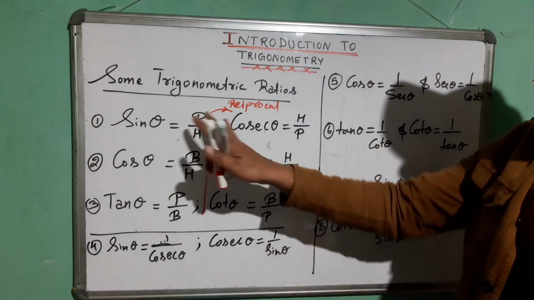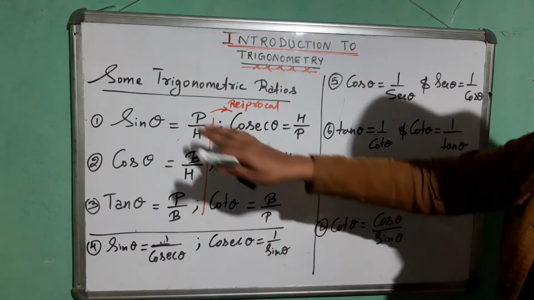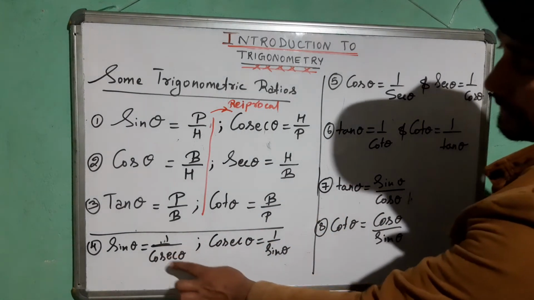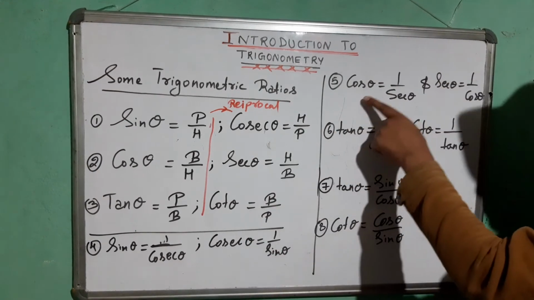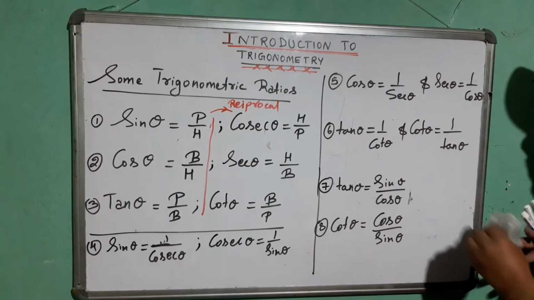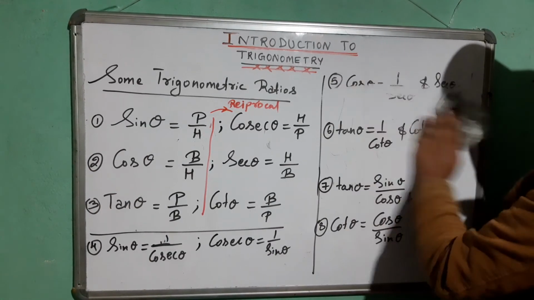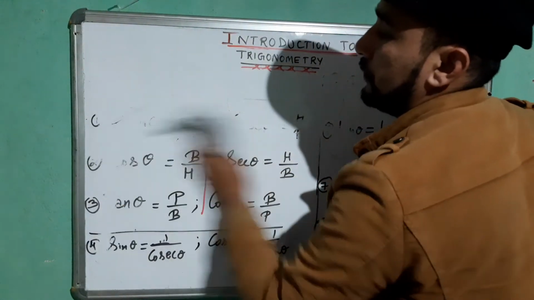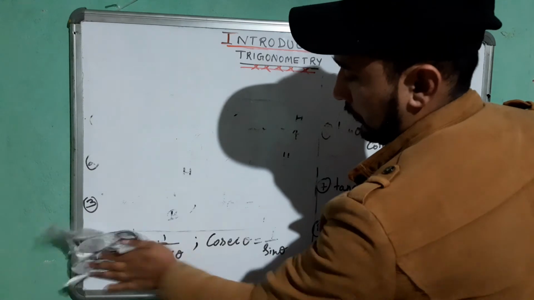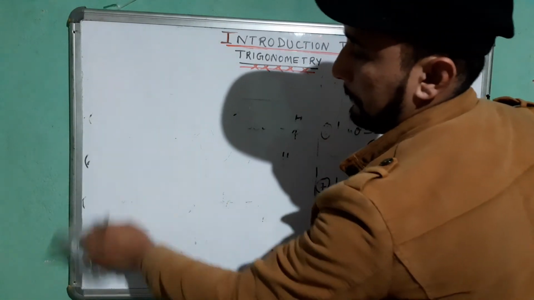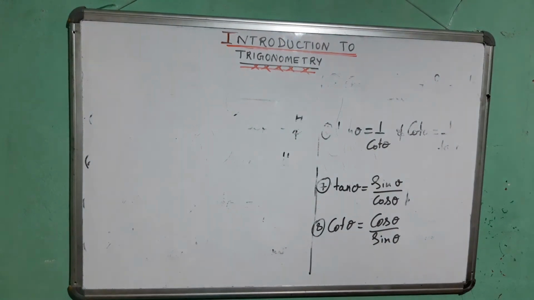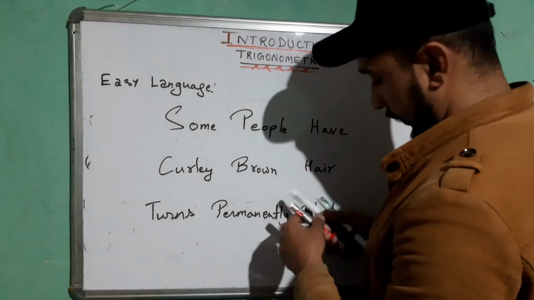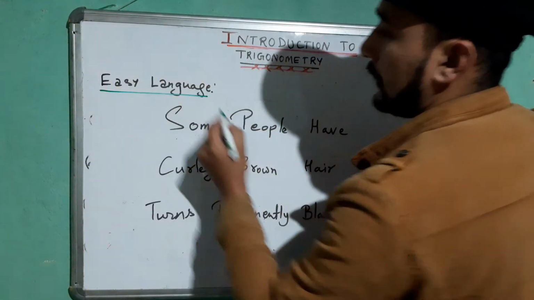To memorize this, there is a shortcut. Sin is the reciprocal of cosec, cos is the reciprocal of sec, tan is the reciprocal of cot, and the reverse is also true. Okay, next I'll give you an easy language to memorize the relations.